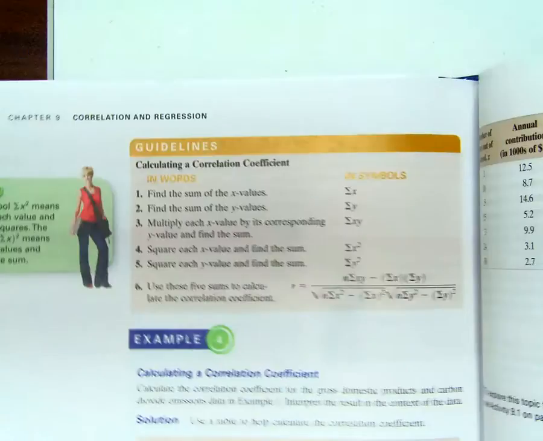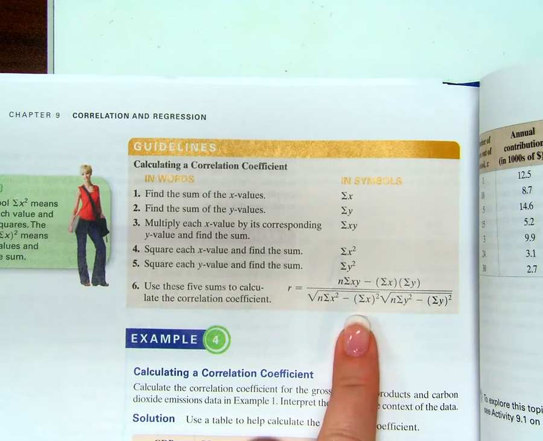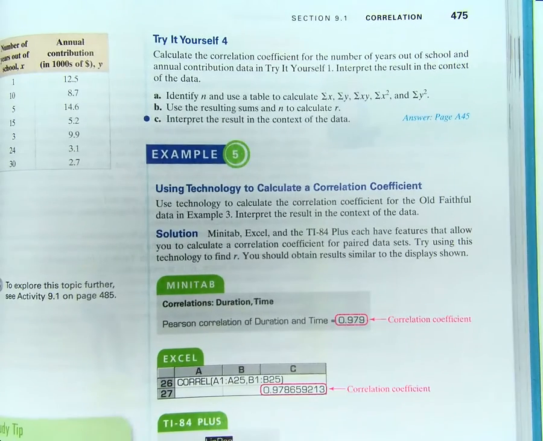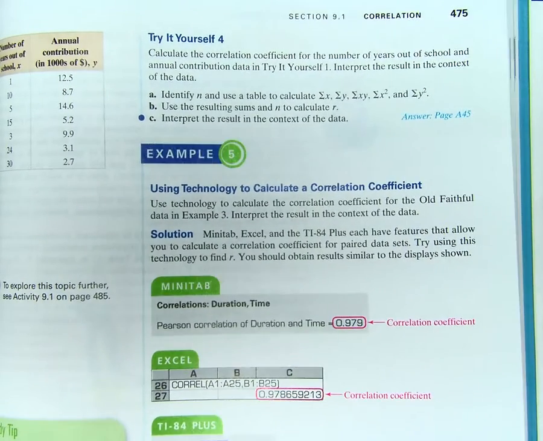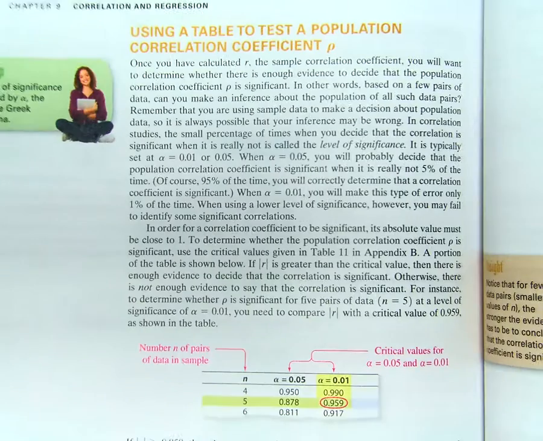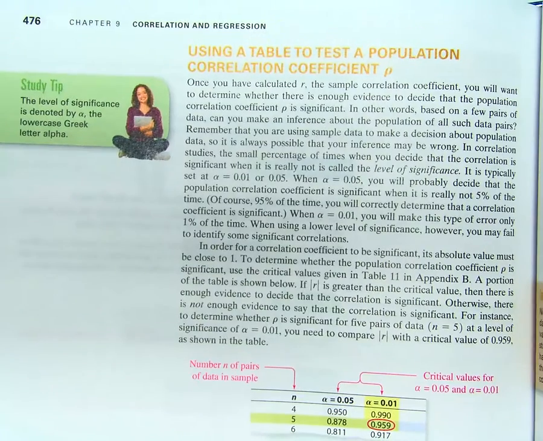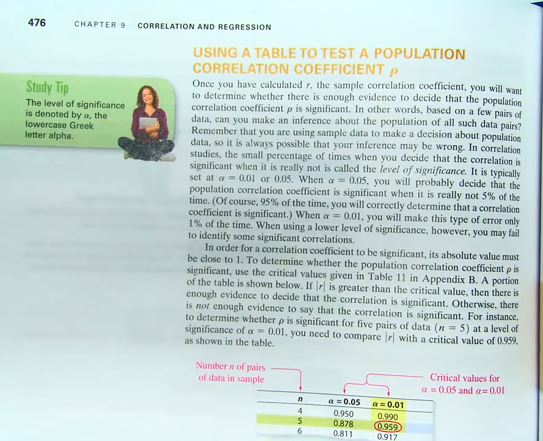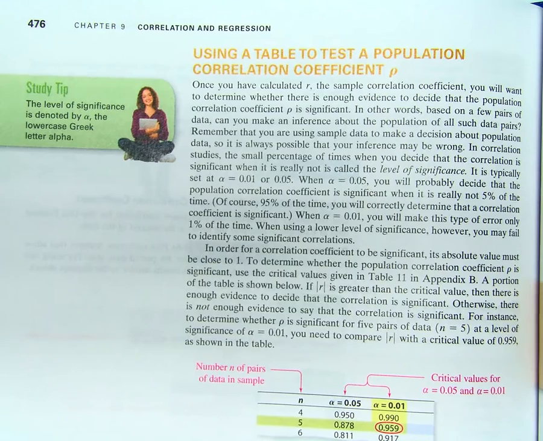There are some guidelines for using this beautiful formula. Do you need to talk about them? No? Okay, good. Then it talks about calculating your correlation coefficient. Again, that's something we're going to use our calculator for. Okay? Then it talks about using a table to test a population coefficient of P, or what do we really call it? Rho, right? The lowercase Greek letter rho.